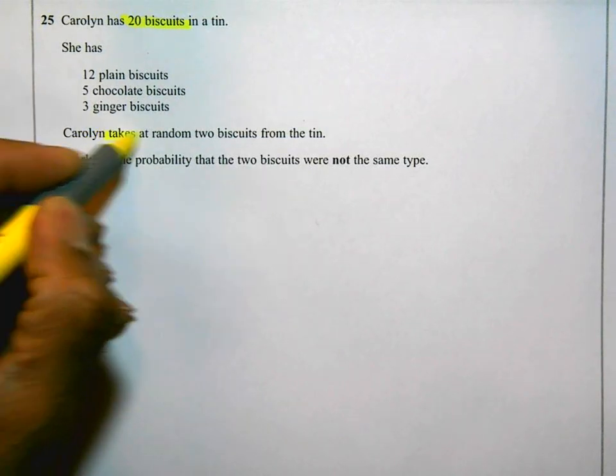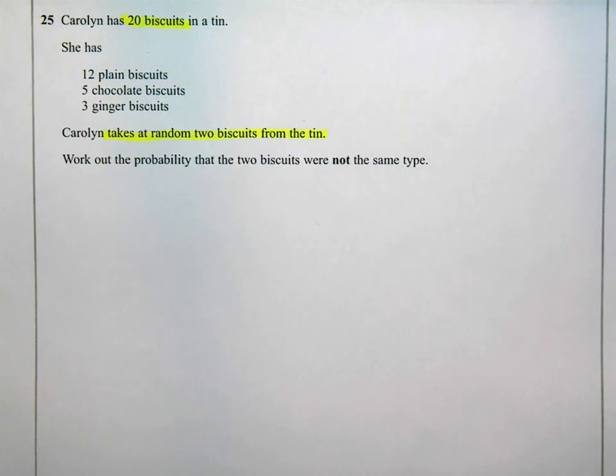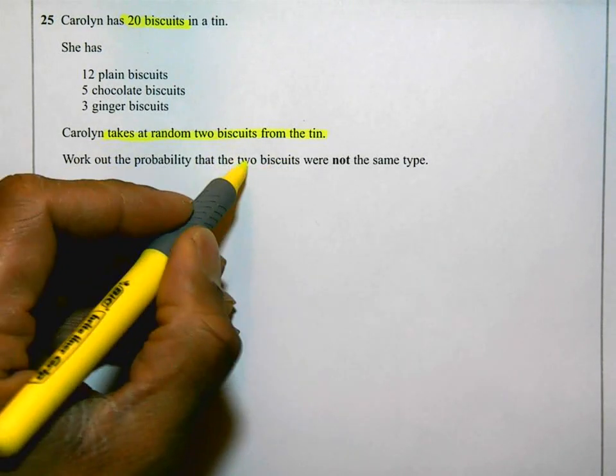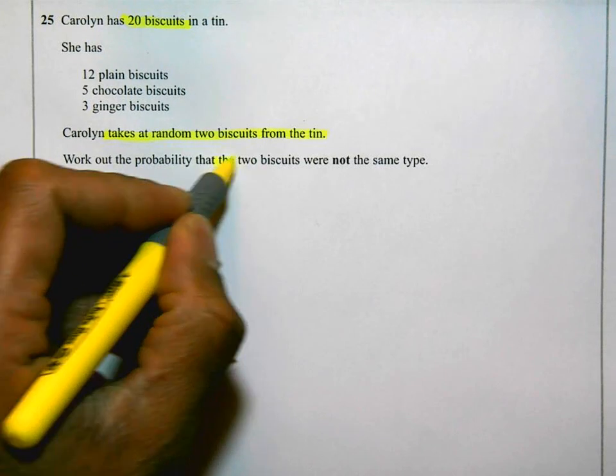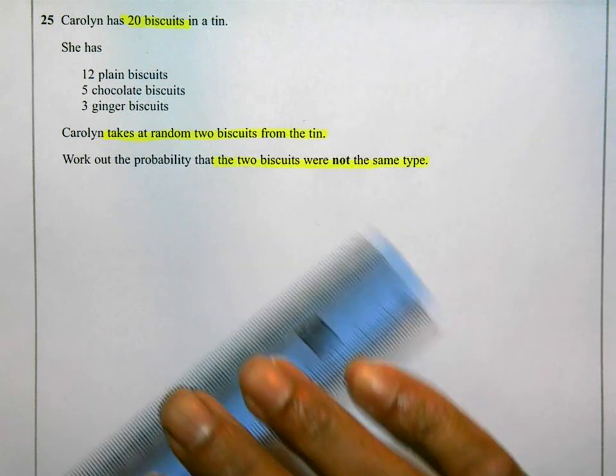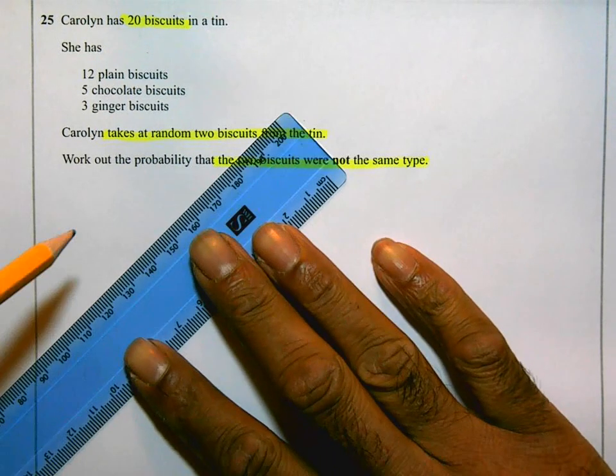Carolyn takes at random 2 biscuits from the tin. Work out the probability that the 2 biscuits were not the same type. So we want to work out the probability that the 2 biscuits are not the same types of biscuits. I'm actually going to use a tree diagram to do this. So I am going to use a bit of space.